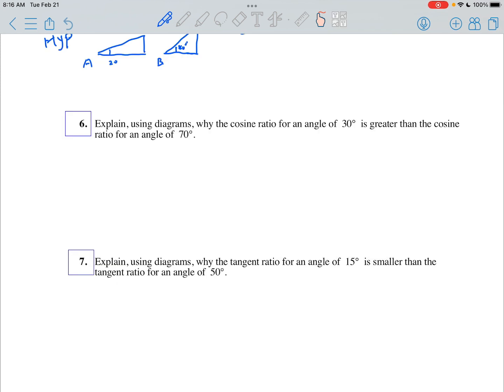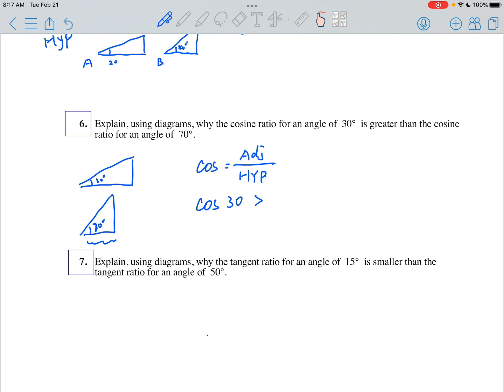Okay, number 6. For this one, we compare cosine. The hypotenuse is the same. This one is 30 degrees, and the other maybe 70 degrees. Cosine equals adjacent side divided by hypotenuse. We know the hypotenuse is the same, and for cosine 30 degrees, the adjacent is larger than the adjacent of 70 degrees. And of course, cosine 30 is larger than cosine 70.